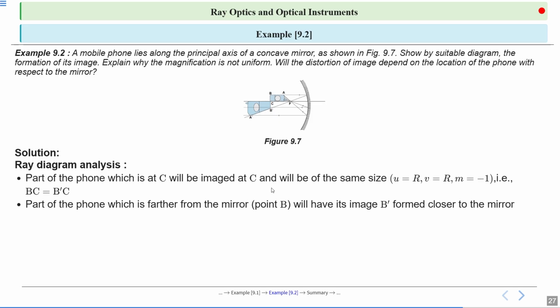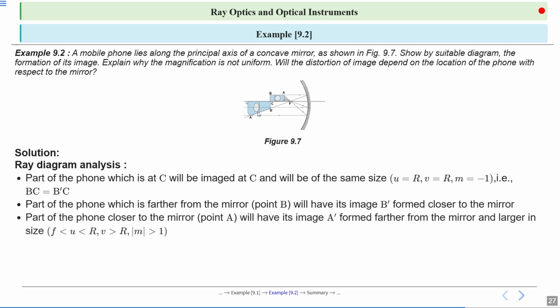Part of the phone which is farther from the mirror, point B, will have its image B dash formed closer to the mirror. So it is at C, this B part just above the C, the center of curvature. So for the part of the phone that is farther from the mirror, the image B dash will be closer to the mirror as compared to the other part.